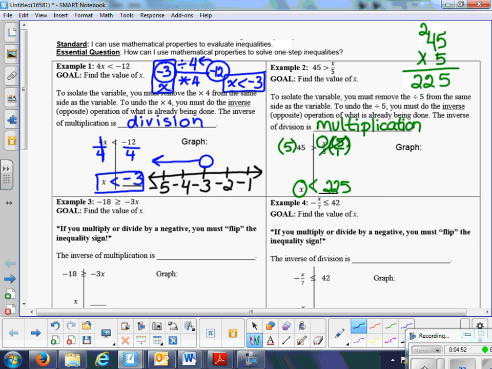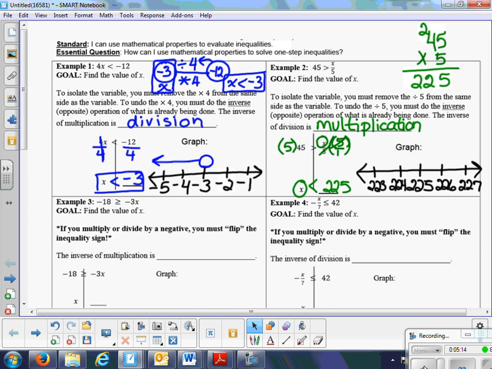We're going to graph that. Remember that a graph doesn't have to have 0 on it. So 225, 226 and 227. Work my way down, 224 and 223. Again, that's less than, so we're going to use that open circle right at 225. I'm going to look at my inequality sign, and again, it's pointing to the left, so I'm going to make my arrow go to the left. And we have solved and graphed example 2.